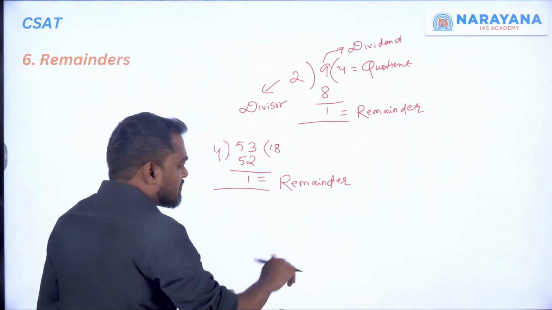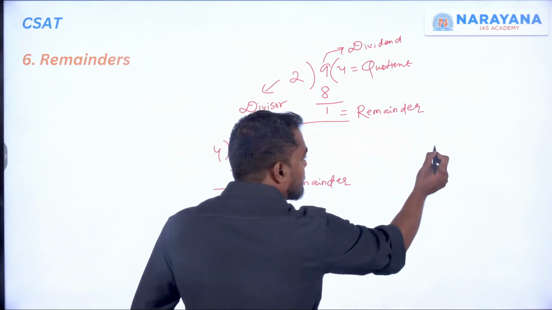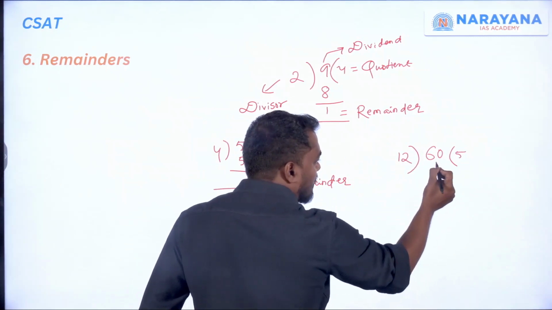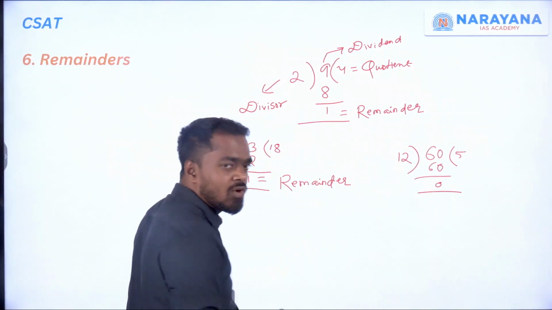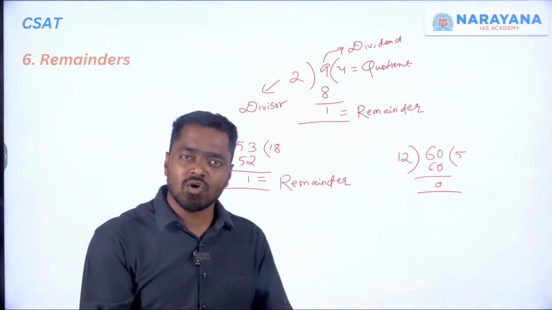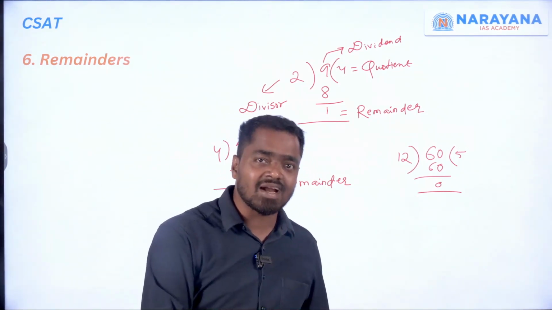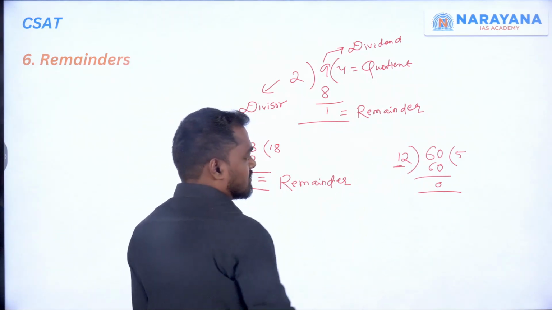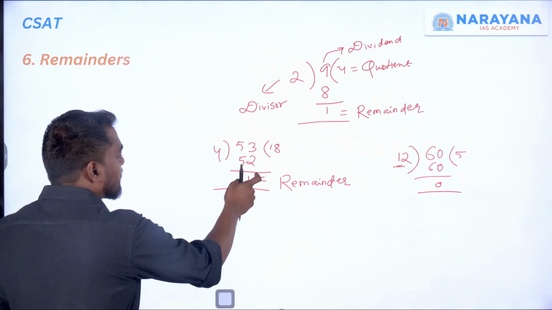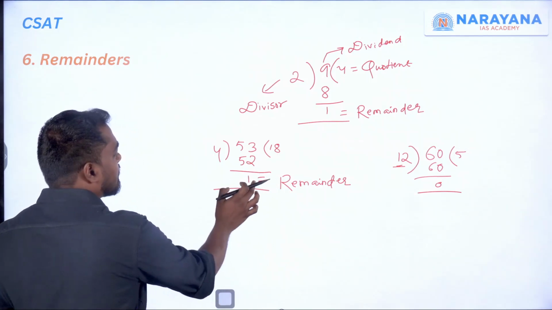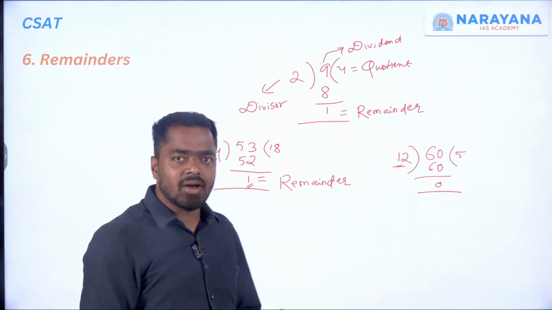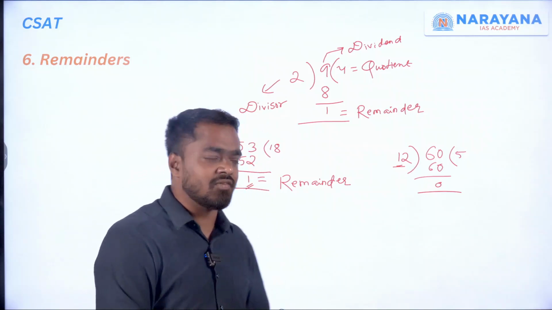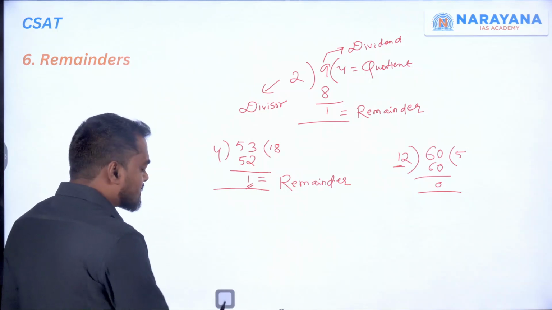Very simple one. For example, if you take any value like 60 and divide it by 12, 12 fives are 60, you are getting 0 as the remainder. If you are getting 0 remainder, that means that number is exactly divisible, or perfectly divisible, by this divisor. If you are getting a non-zero remainder, for example 1 or any other remainder, that means that number is not perfectly divisible by that particular divisor. So this is a very simple concept, remainders.